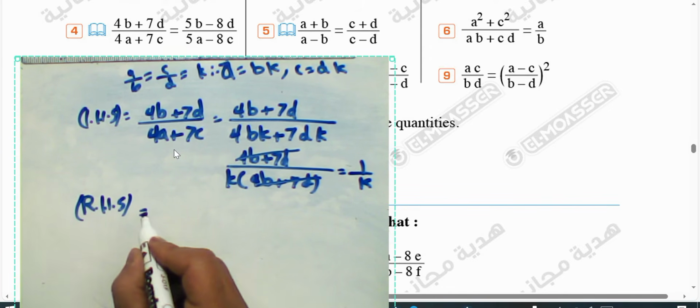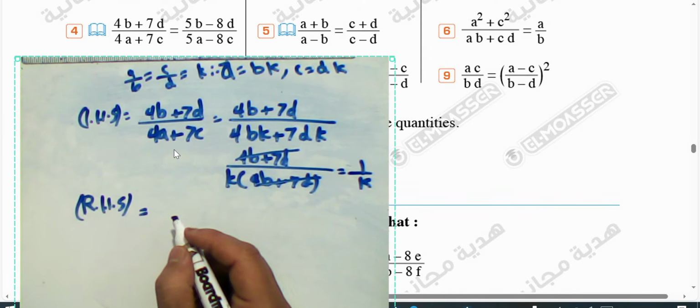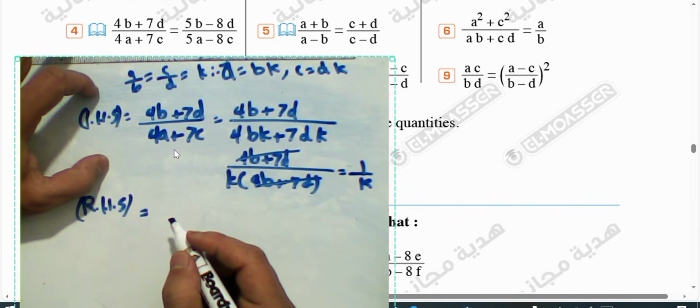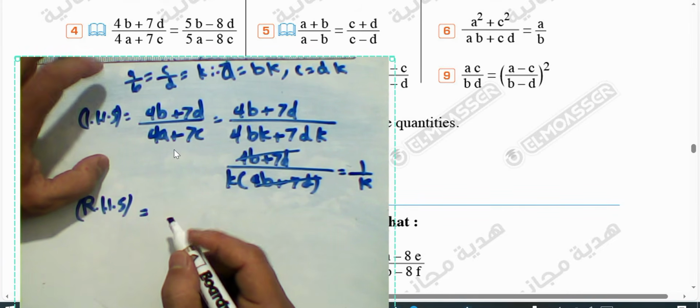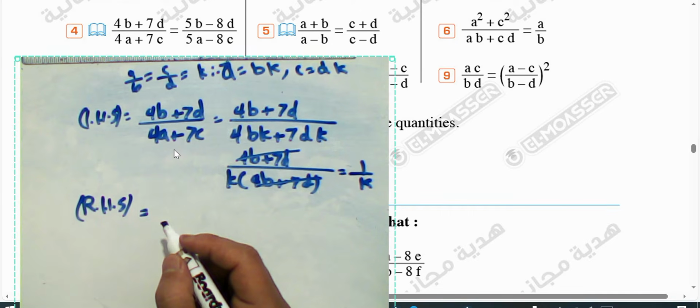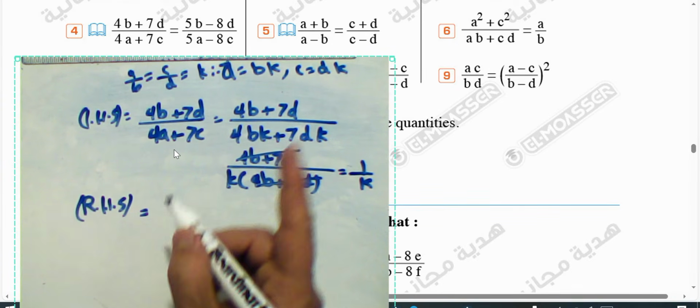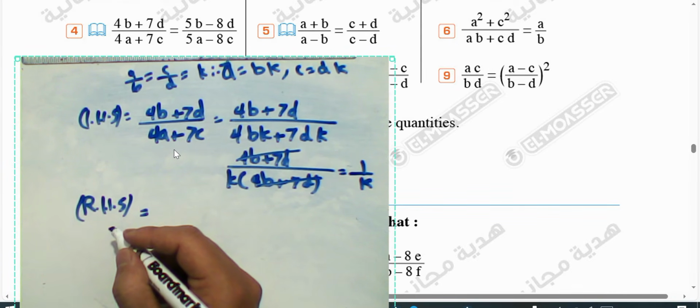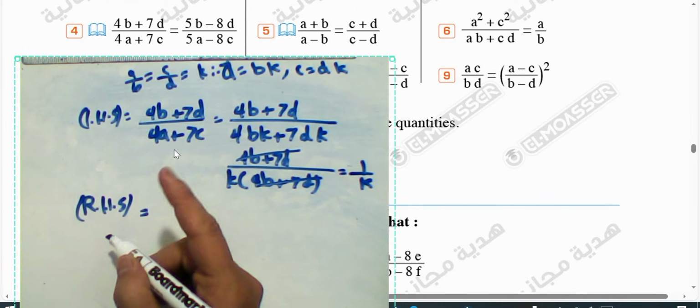And the right-hand side here, this left-hand side and right-hand side will be what? This question, we solve the question number what? He asked about this question, number 4. Okay, number 4. We solve number 4. Okay, my students, number 4.